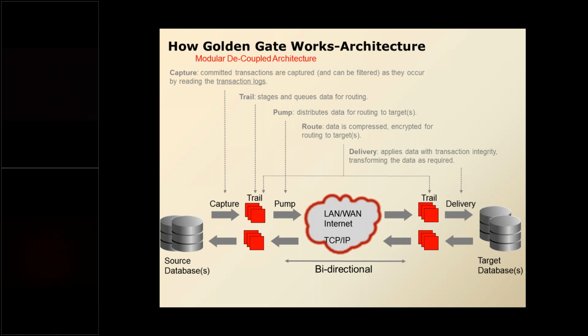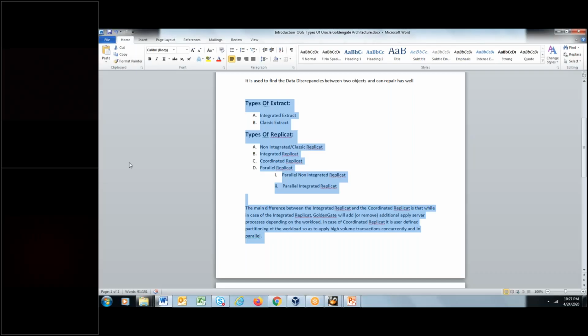So now we have two types of extracts available: integrated extract and classic extract. When Goldengate was launched, there was only one type of extract available, and that we call classic extract.